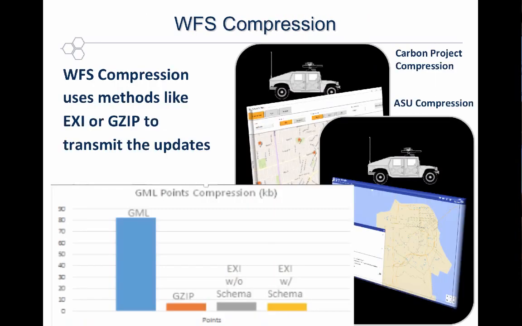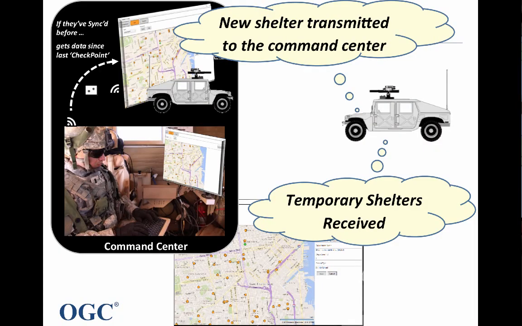The speed of transmission of the data greatly improved since the last operation, let's say a year ago, due to the updated services that allowed to compress the data via Web Feature Service. So the data was sent using compression methods like EXI and GZIP. So when the Humvee gets to the command center, they can zip the data and synchronize using these zip data files. Now that the shelter is added, the next time the Humvee gets to the command center compound, it will synchronize the data, sending the new shelter location to the command center, and maybe retrieving new temporary places that other Humvees have gathered.